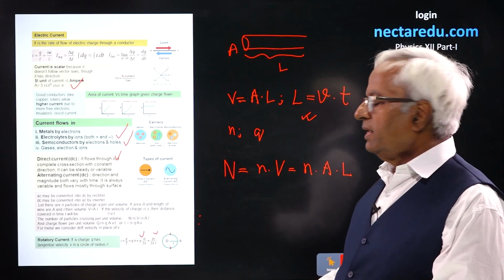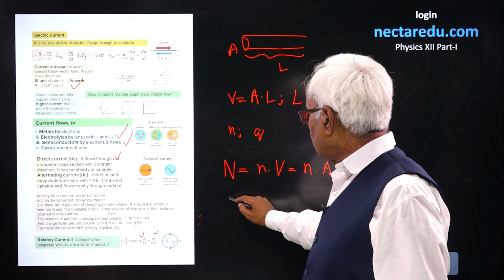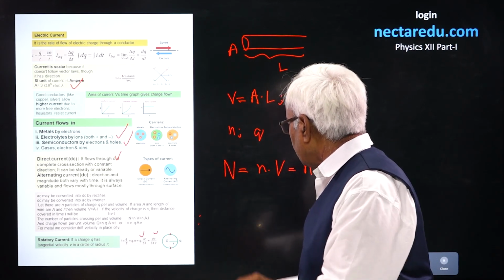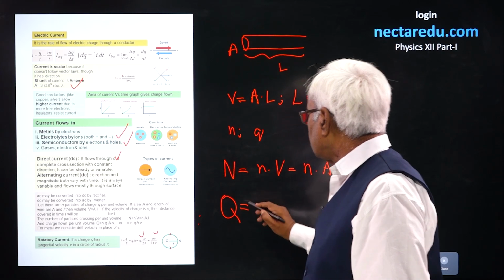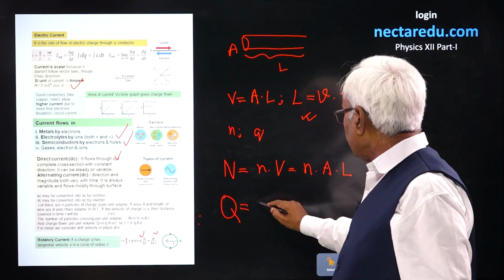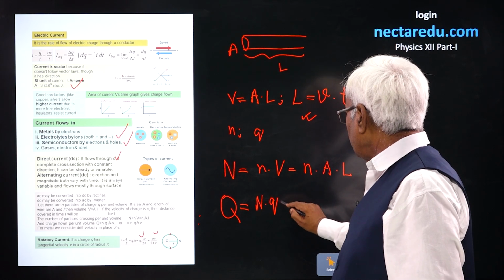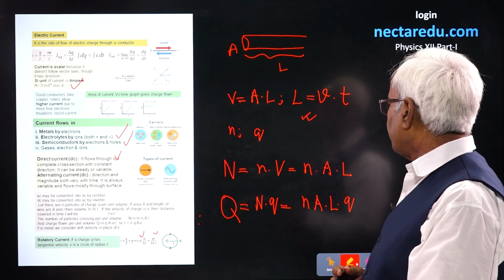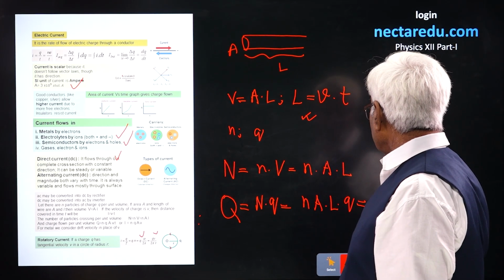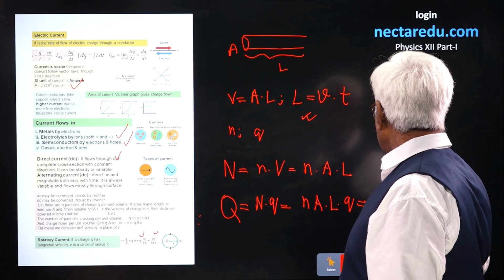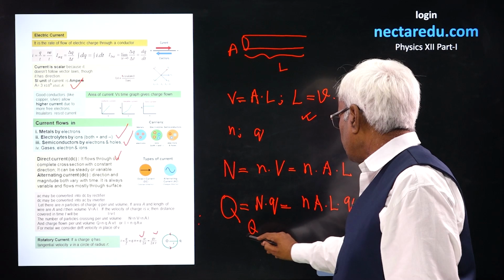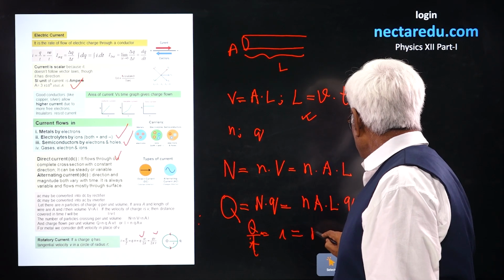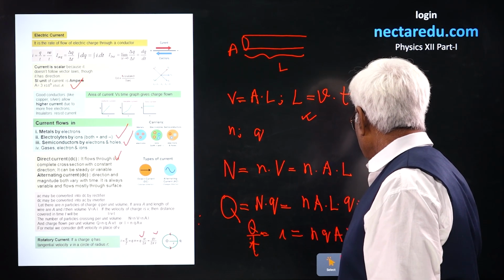Every particle is having the charge q. So, the charge flown, better use the letter capital Q for the total charge. Total charge flown will be given by n V q, and that means n A L q. This L could be written as v into t, so it is going to be n A v t q. Q upon t, that you know as the current, this is going to be n q A v.